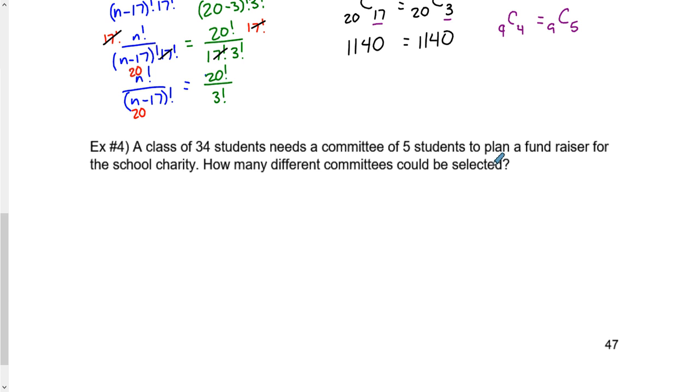So again, when you're dealing with combinations, you have to start thinking about, does the order matter? Does the way that these 5 students are being selected actually matter? If you can answer no, it's a combination. So all we need is 34C5. That's $278,256. And that's it.